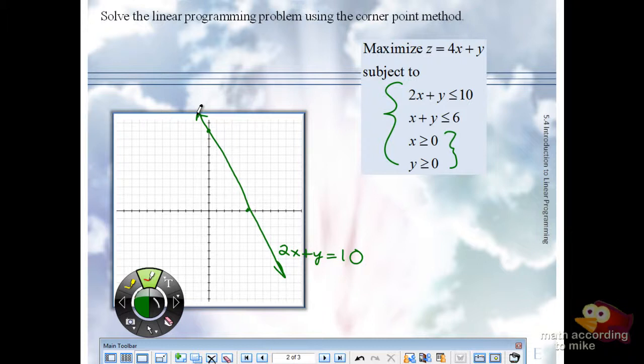Shading above or below? Below. 0, 0 makes it true. 0, 0 is below. We're going to shade below. But as previously stated, we're going to keep our answer in the first quadrant. Next up, x plus y equals 6 has x and y intercepts at what value? 6. Also solid?